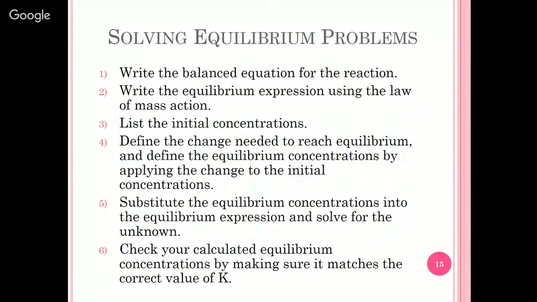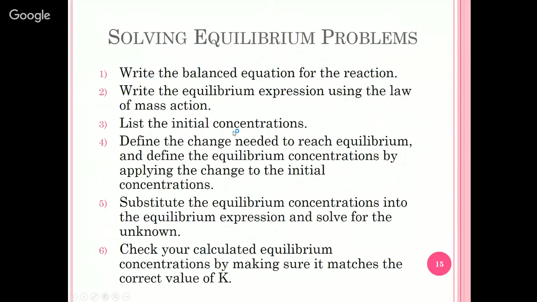Solving equilibrium problems. This is looking at those ICE tables: initial, change, equilibrium. We always have to start with a balanced equation for a particular reaction. If we don't have a balanced equation, we would not have the right coefficients, and then we would not have the right equilibrium expression. Once we have our balanced equation, we write out our equilibrium expression, Kc or Kp. K equals products to their respective exponents divided by reactants to their respective exponents.